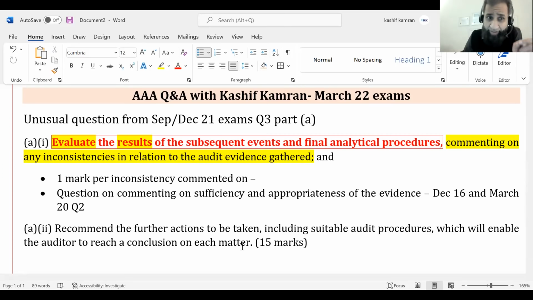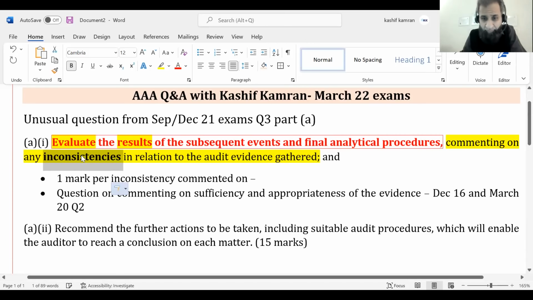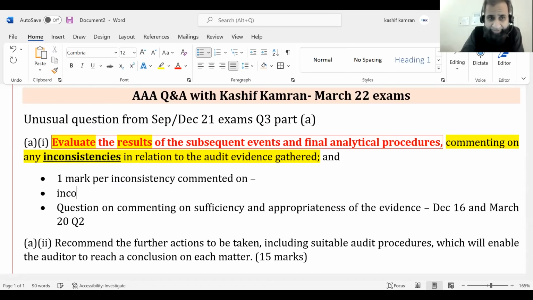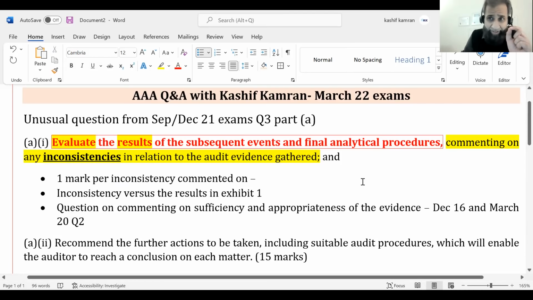If it is wrong, I need to comment on the inconsistency only. Comment on something wrong where you believe the evidence gathered by the audit team is inconsistent with the result. So if the evidence gathered is inconsistent with the result, you will comment on that. 1 mark per inconsistency commented on versus the results in exhibit 1. So if you believe that the evidence gathered by the team is inconsistent versus the conclusions versus the results given in exhibit 1, you will comment on that and you will tell why it is an inconsistency.